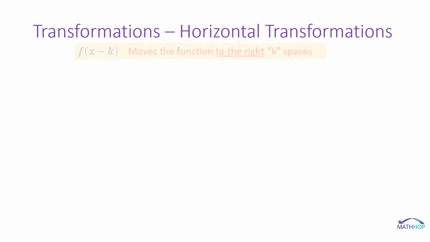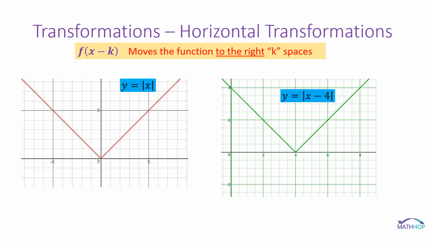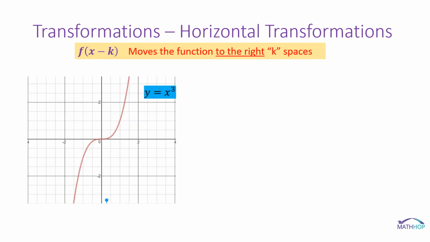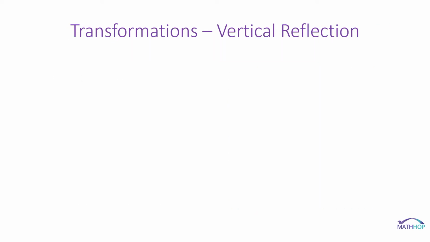Let's look at the other type of horizontal transformation, f of x minus k. Well, if plus k moved to the left, minus k moves to the right, and in fact, it does. So the absolute value of x, if we change that to the absolute value of x minus 4, we shift the graph to the right 4 units. One more, y equals x cubed. If instead we look at y equals the quantity x minus 2 cubed, we move that entire graph to the right 2 units.